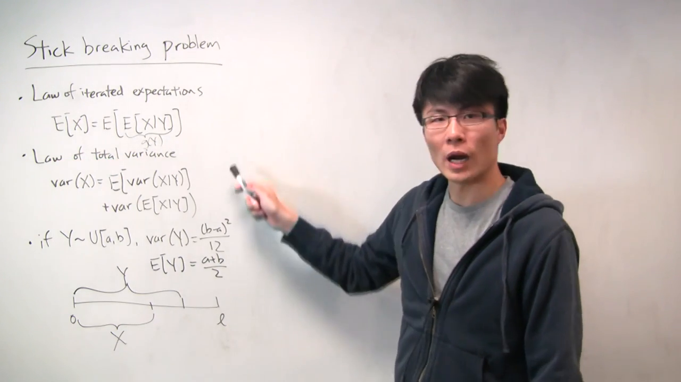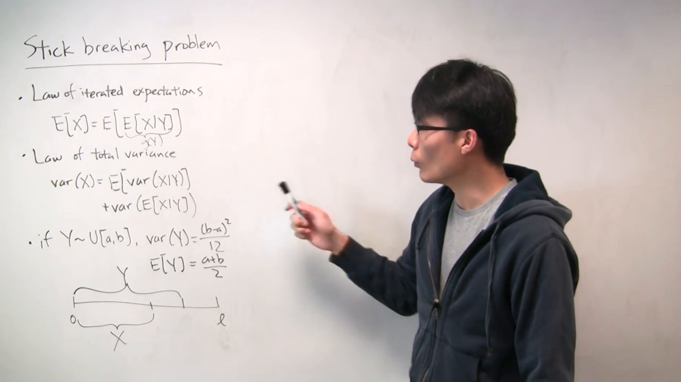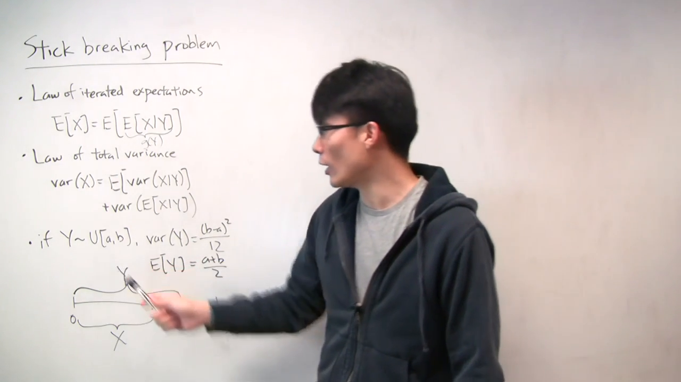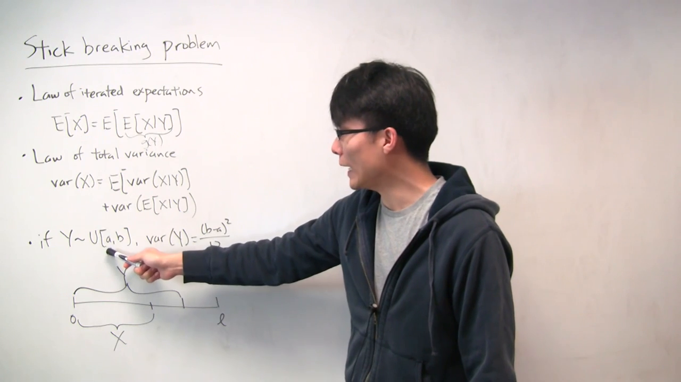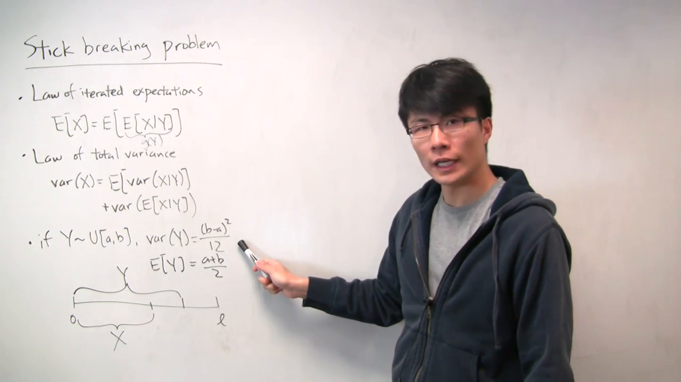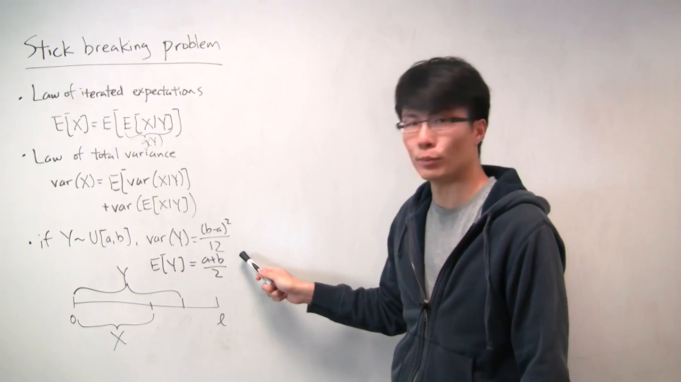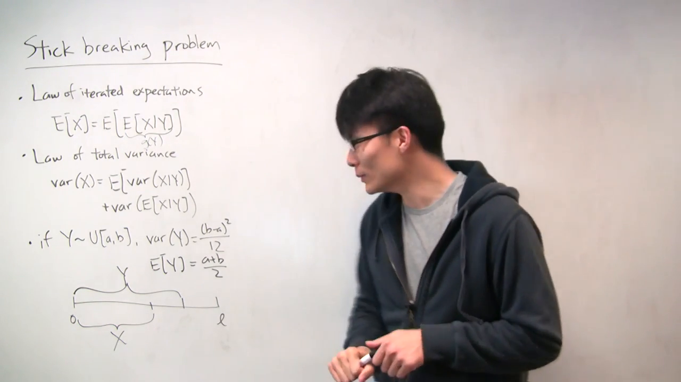Okay, so in this problem, we'll actually see an example of how this plays out. And one more thing that's useful to recall is that if y is a uniform random variable distributed between a and b, then the variance of y is (b minus a) squared over 12, and the expectation of y is just the midpoint, (a plus b) over 2. All right, so let's get started on the problem.